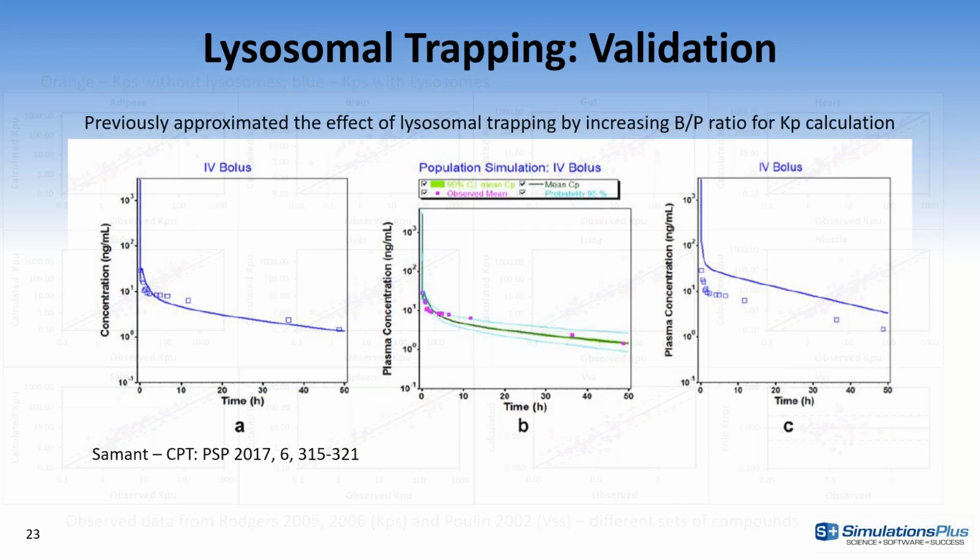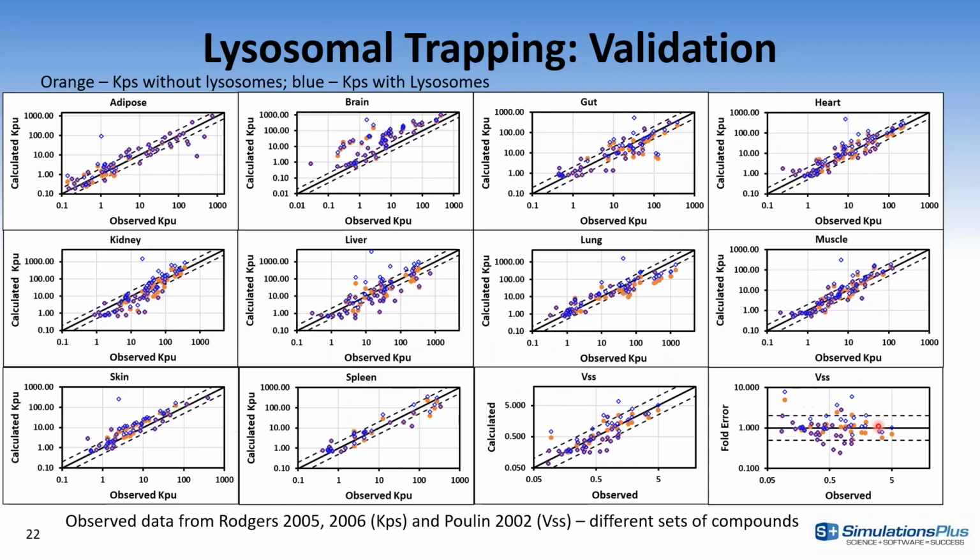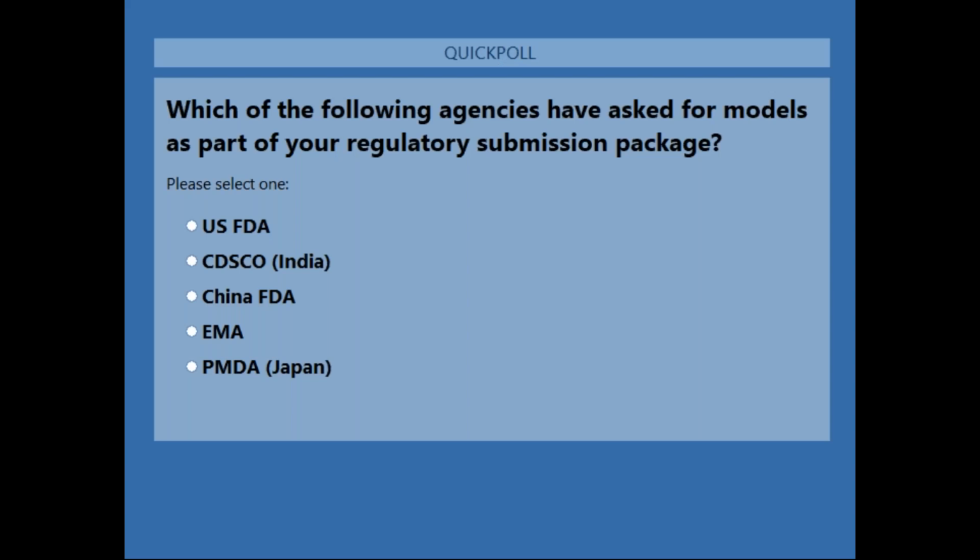Do you think we could hit him with another poll question at this point? Sure. Okay, very quickly. Which of the following agencies, if any, have asked for models as part of your regulatory submission packages? And if you are a regulatory agency, I presume you will not answer this, but select all those that are appropriate.